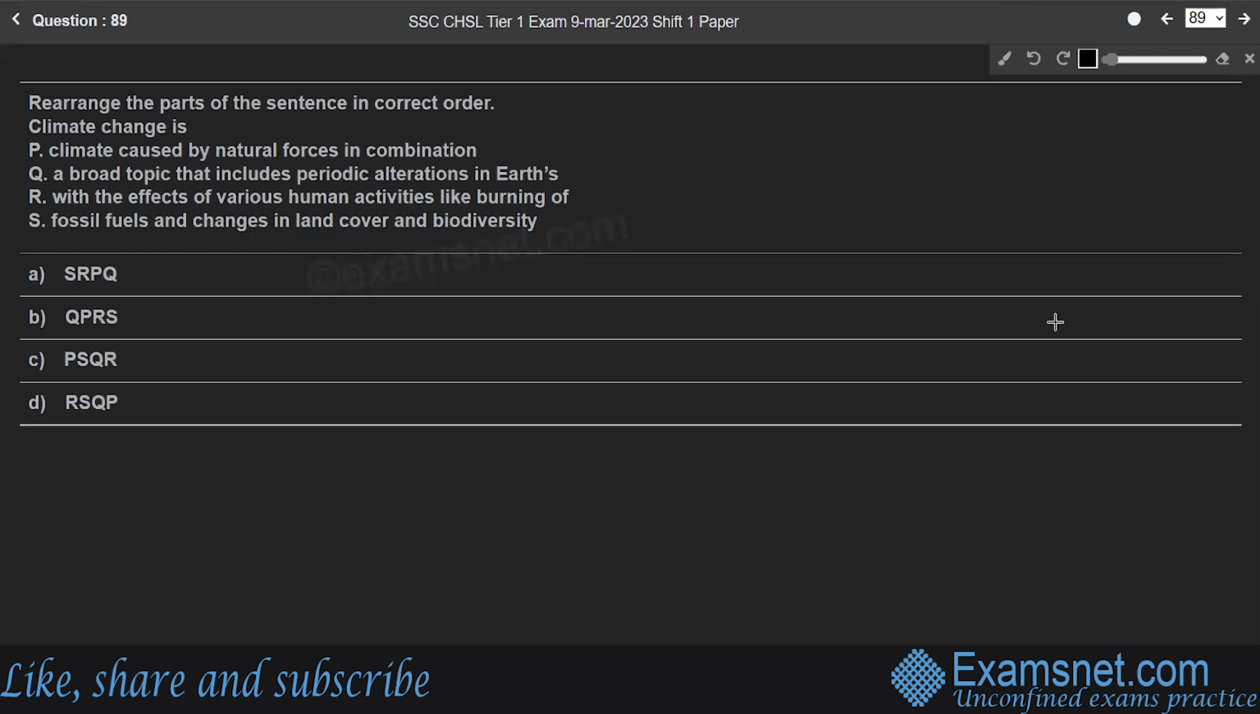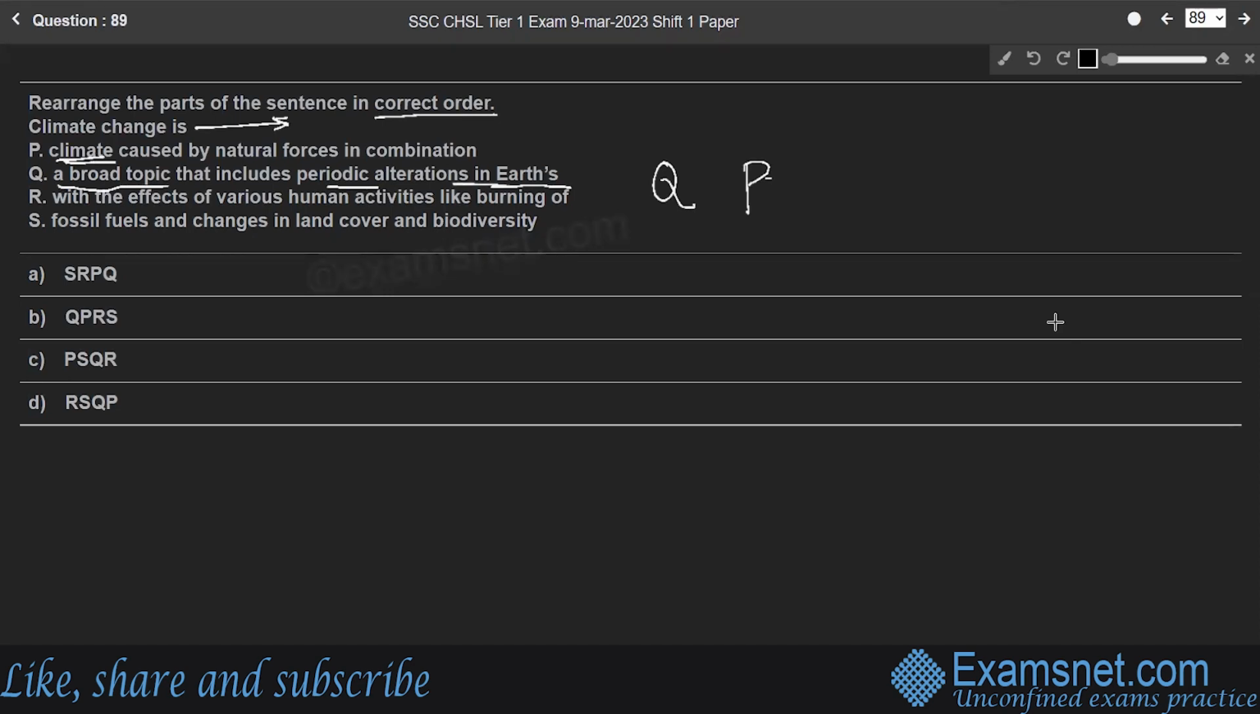Question 89. Rearrange the parts of the sentence in correct order. The sentence is based on climate change. Climate change is a broad topic. We'll begin with Q, a broad topic that includes periodic alterations in Earth's climate. After Q comes P.